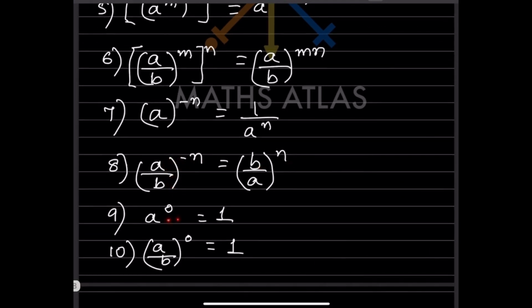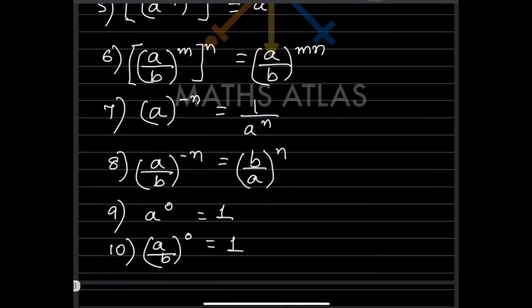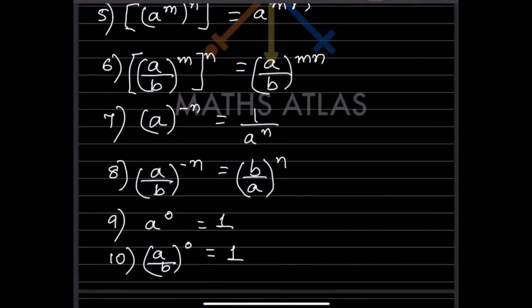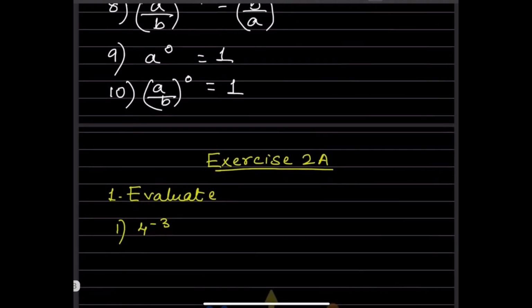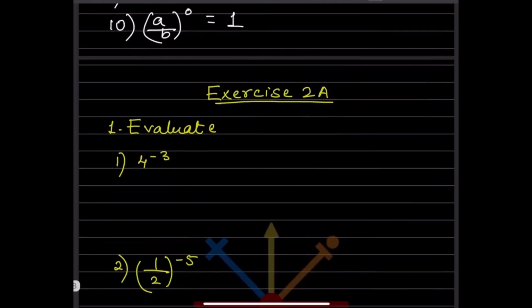And anything raised to 0 is 1. So even if it is a fraction, that is a by b raised to 0 is 1. And actually what is the exponent? When we write 2 raised to 3, actually it is the repeated multiplication. So we multiply this 2, 3 times. So if somebody asks you what is exponent, we can say exponent is the repeated multiplication. So now let us see the exercise, and wherever possible I'll give the explanation on that one.